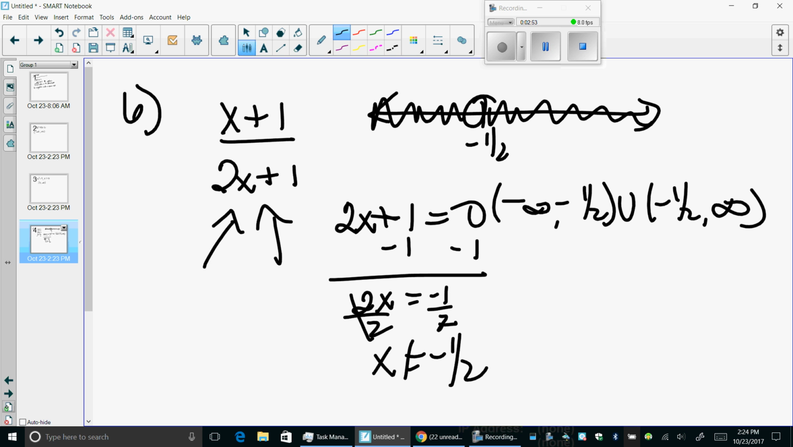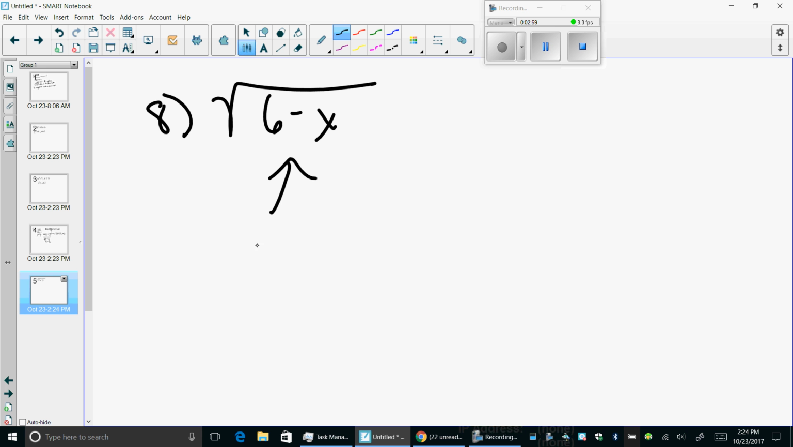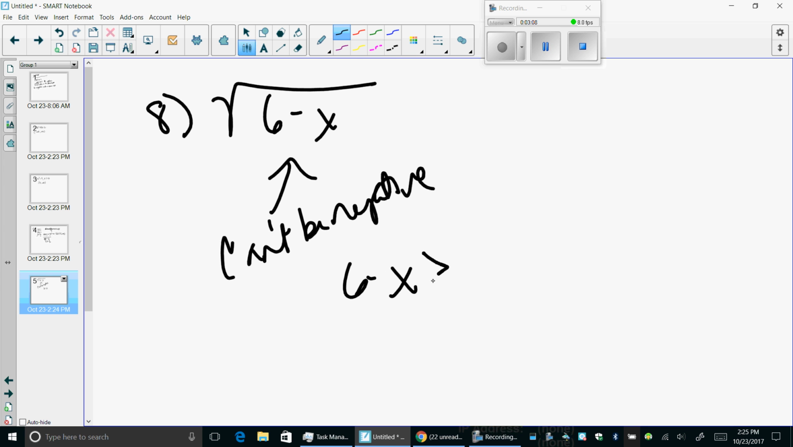All right, and then problem number 8. The square root of 6 minus x. What's underneath here can't be negative. And so what we write is 6 minus x must be greater than or equal to 0. That's how we say can't be negative mathematically in an equation.